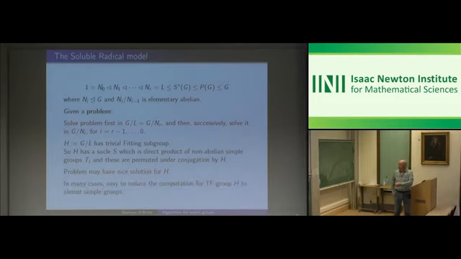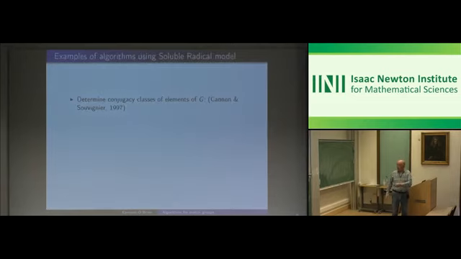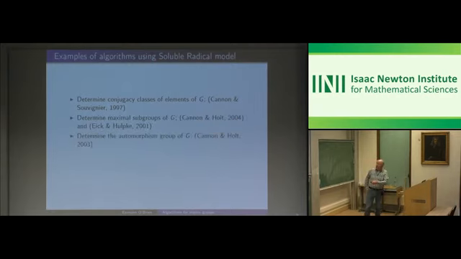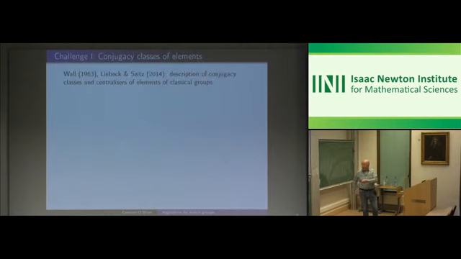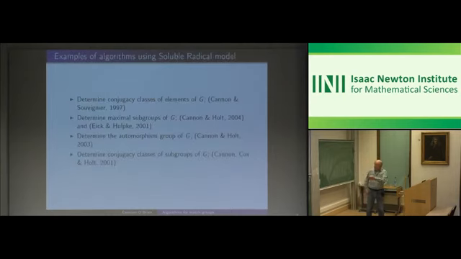And in many cases, what's easy to do is to reduce whatever the computation is for the trivial Fitting group H to almost simple groups. Let me mention some examples of this: determine conjugacy classes, determine maximal subgroups, determine automorphism groups. You can see Cannon and Holt and their collaborators are the people who've mostly worked on this.